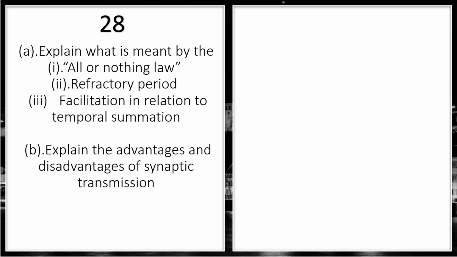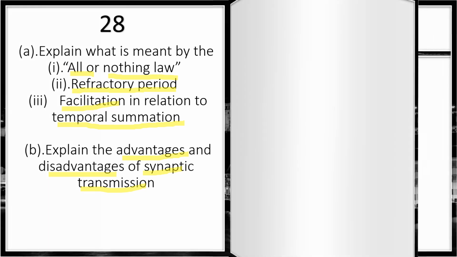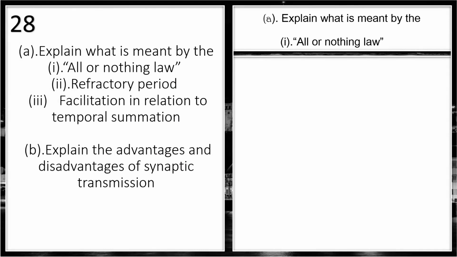Number 28. One, explain what is meant by all or nothing law. Two, refractory period. Three, facilitation in relation to temporal summation. Part B, explain the advantages and disadvantages of synaptic transmission. Explain what is meant by all or nothing law.